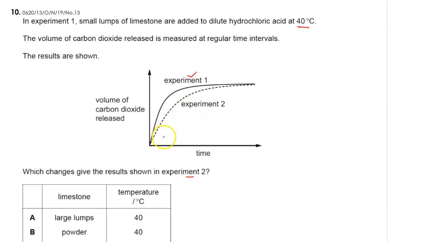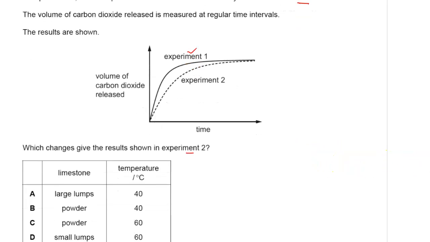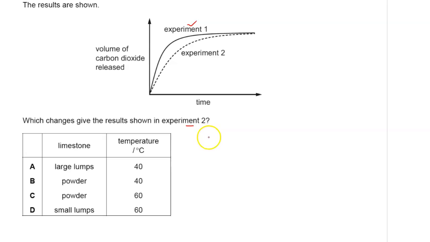Experiment 2 basically means the reaction is not fast. The reaction is slow in experiment 2, and therefore for you to slow down the reaction, of course, experiment 2 is slow. You can notice that this is experiment 2 here. You can see the dashed line. So experiment 2 is slow. You can see it is producing less volume of gas.